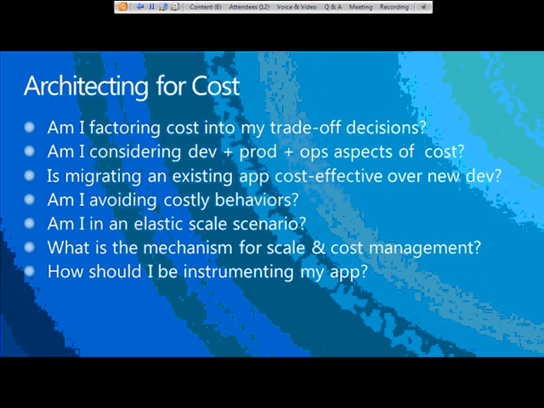And there's going to be an operations cost because all the goodies of cloud come with the responsibility for management. So what is the operations cost going to be? Are you thinking of that in your solutions? So you really want to look at all three: development costs, production costs, and operations costs.